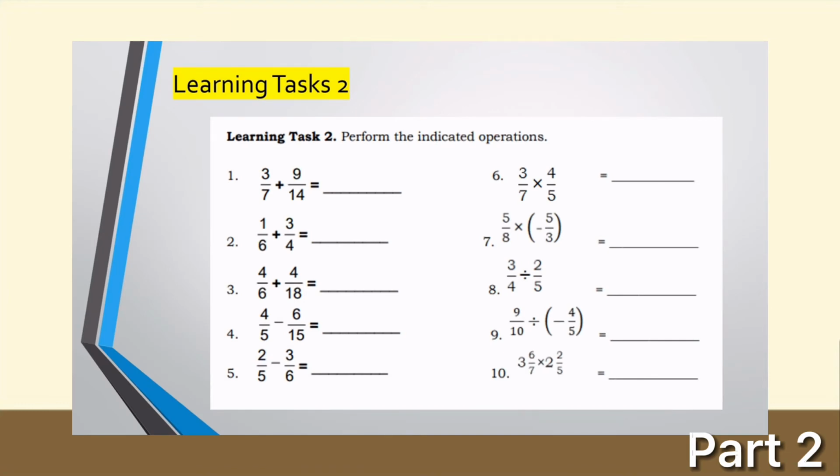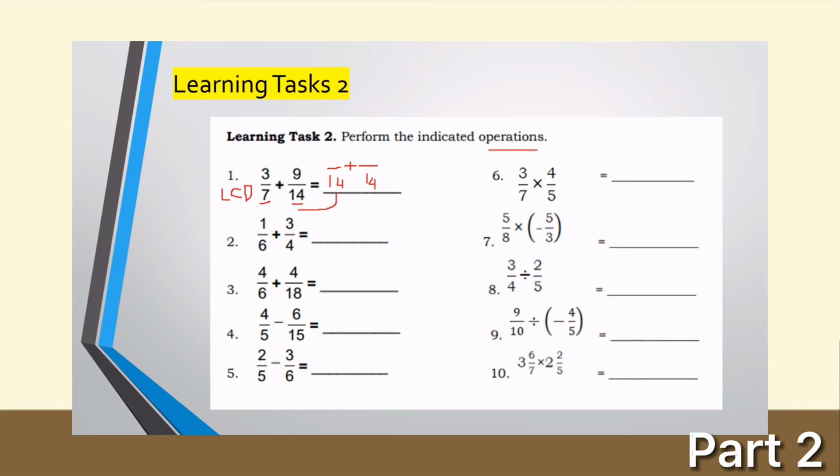For learning task 2, you're going to perform the indicated operation. So, for example, 3 over 7 plus 9 over 14. Now, look at the denominators. They are different. So, if we have different denominators, this is dissimilar fraction. So, kapag dissimilar fraction, you need to get the LCD or the least common denominator. Okay, so let us find the equivalent fraction. What is your LCD? Your LCD is 14. Bakit 14? Kasi si 14, pwede mong i-divide sa 7. Pwede mo rin siyang i-divide sa 14.